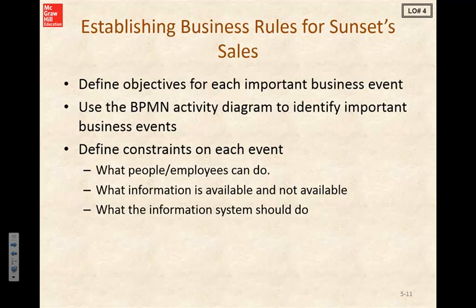Our business rules can also define objectives for each important business event. We'll use the BPMN activity diagram to identify the important business events and define constraints on each event. So what people and employees can do, what information is available and not available, and what the information system should do.